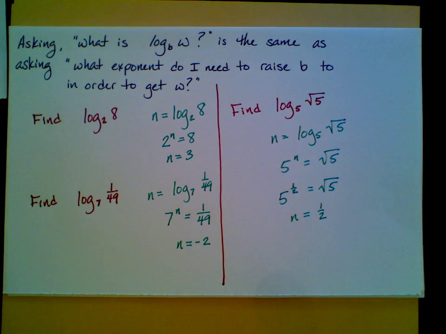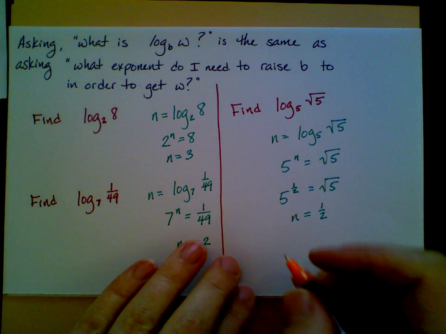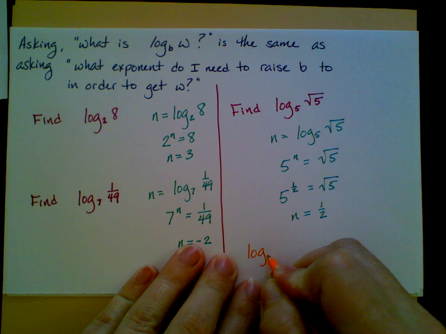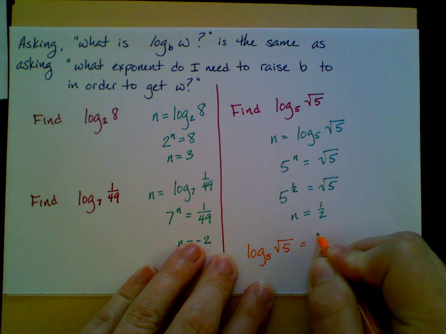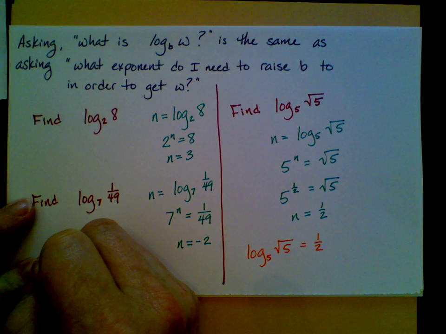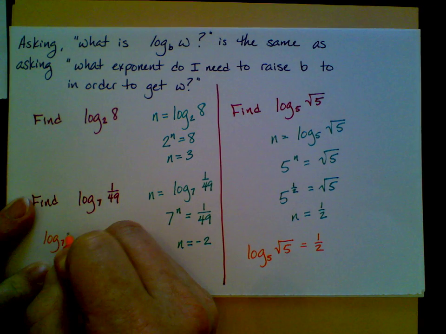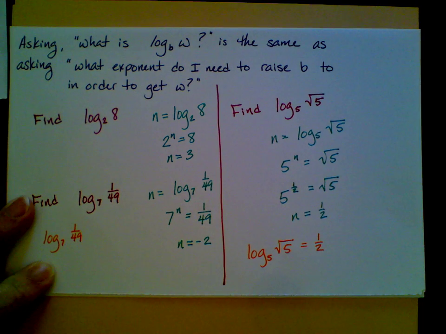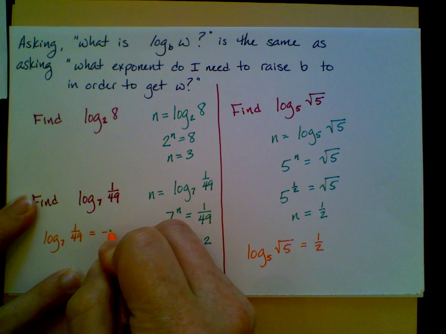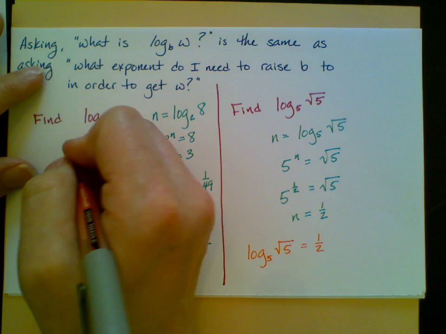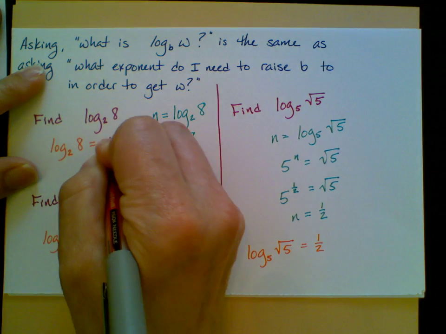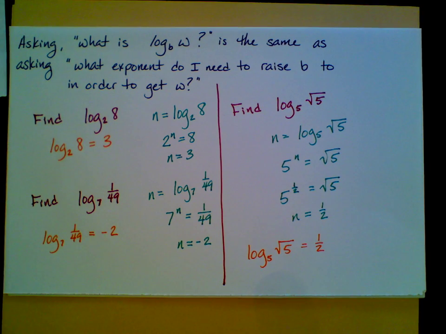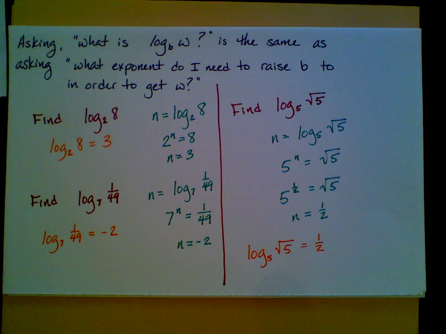And one thing I maybe should emphasize, that means that the log base 5 of square root of 5 is equal to 1/2. Likewise, over here, log base 7 of 1/49th is equal to -2. And over here, log base 2 of 8 is equal to 3. So there are 3 logarithms that we found just based on our knowledge of exponents.